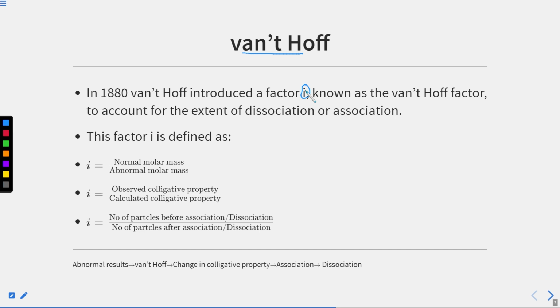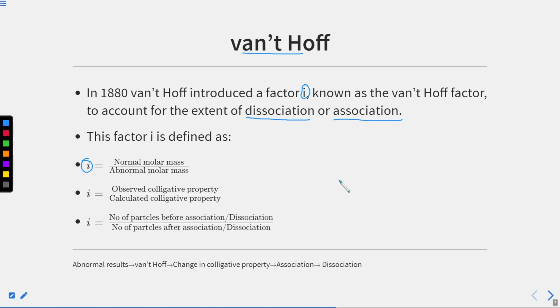Now this i can be greater than 1 or less than 1, or it can be a fraction, a decimal. In what case it will be what, we will see later. Just assume that this is i, called the Van 't Hoff factor, and it depends upon the extent of dissociation and association.